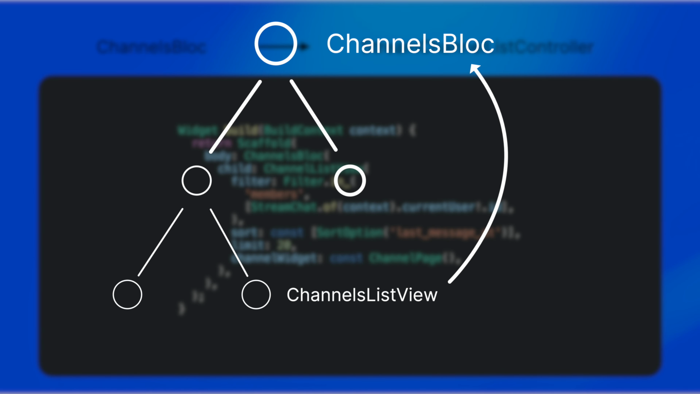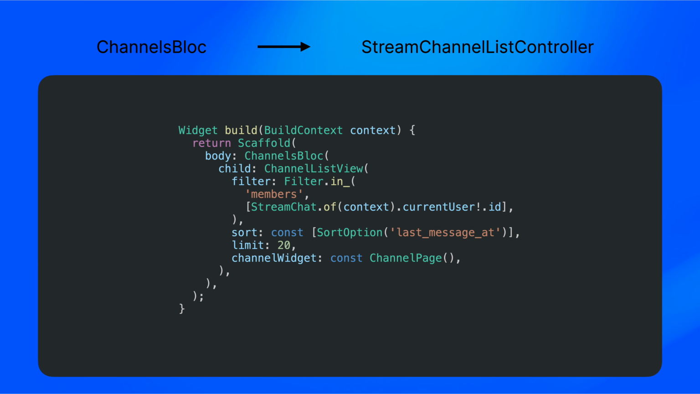This approach made it slightly difficult to control and interact with the state of the channels block and was always dependent on your current position in the widget tree. Also note that attributes such as filter, sort, and limit were set directly on the channel list view itself, which resulted in a tight coupling between the channel list view and channels block, or between the UI and business logic.